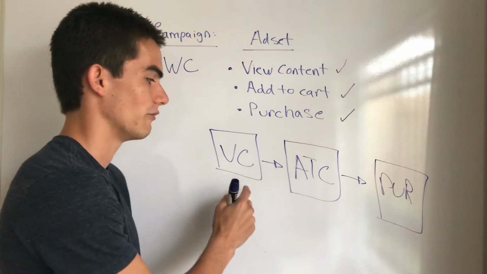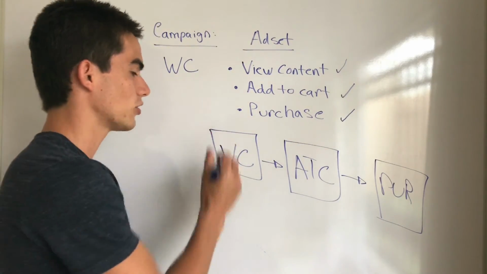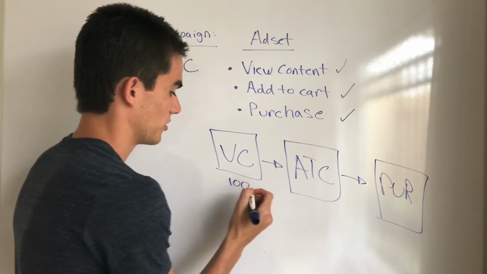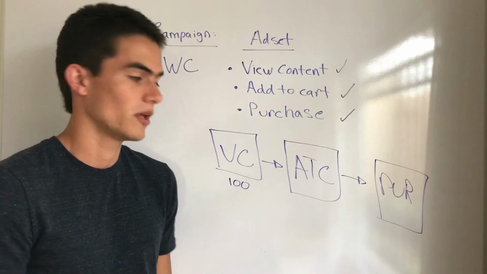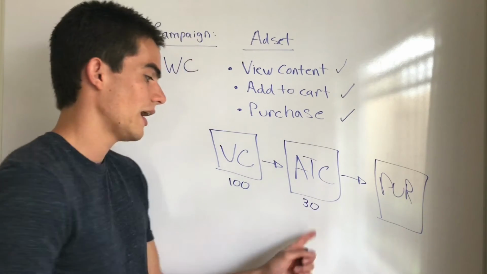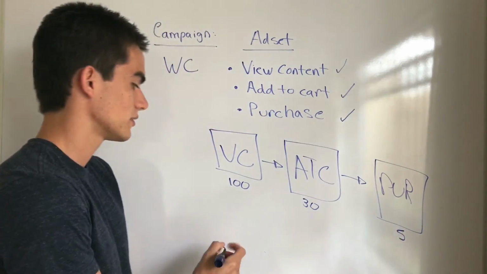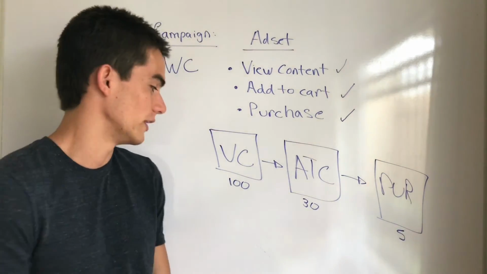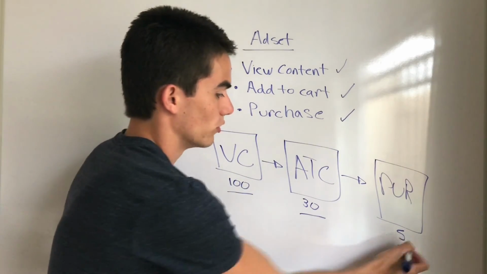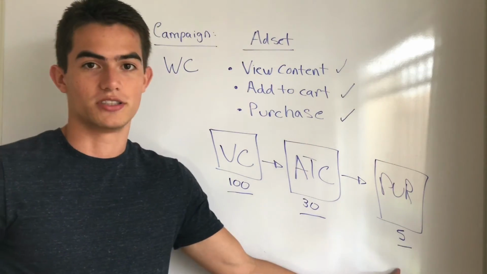So let me ask you a question. Which is more frequent, a view content, an add to cart, or a purchase? A view content is actually more frequent than anything, because let's say that 100 people come here and they saw the content. But out of those 100 people, only 30 added to cart. And out of those 30, only 5 made the purchase. So what happens more frequently? A view content with 100, an add to cart with 30, or a purchase with only 5? So clearly this is way more frequent than an add to cart and than a purchase.